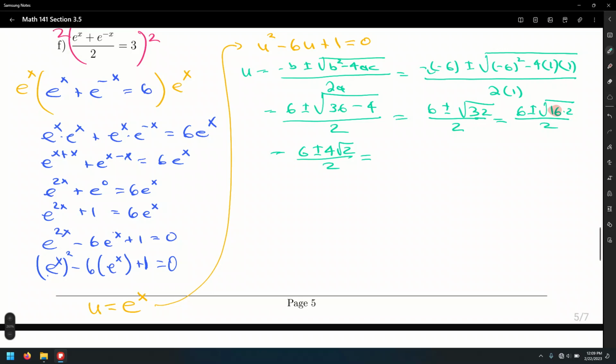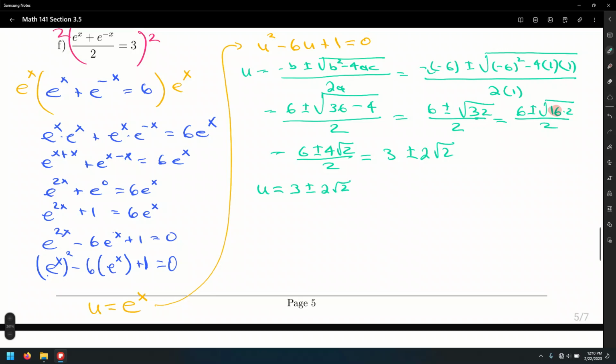And only then we may go about the division by 2, because both the 6 and the coefficient of the radical, they're both divisible by 2. So 6 over 2, that's a 3, plus or minus 4 over 2, that's a 2, root of 2. And these are our two solutions to the problem. But this is in terms of u, by the way. So again, this is u equals 3 plus or minus 2 root of 2.